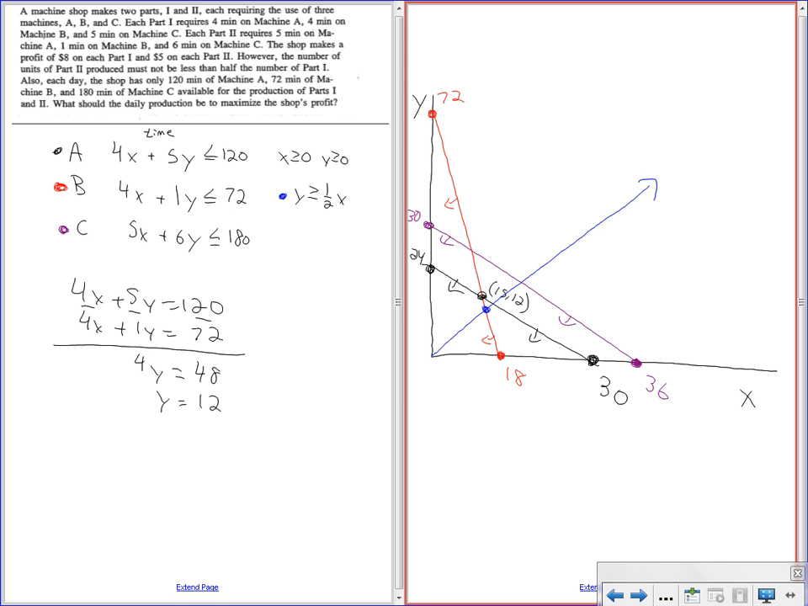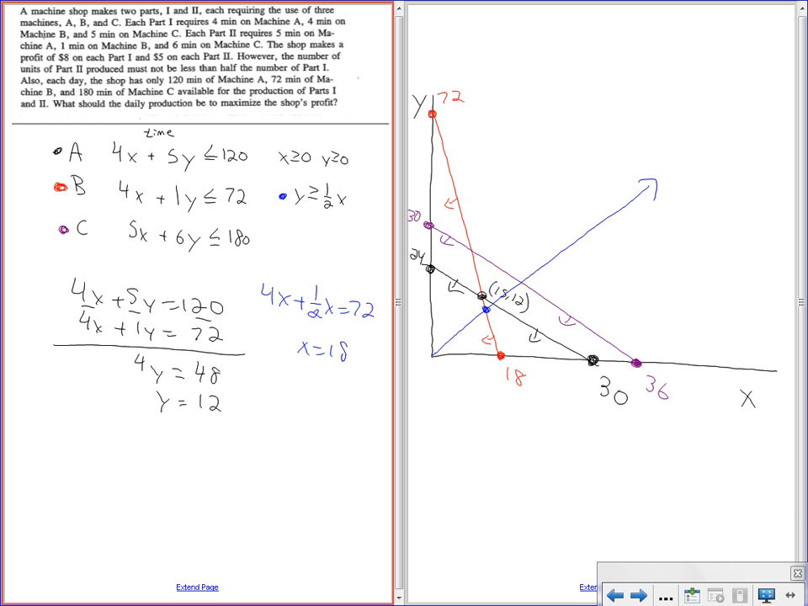So now I just figure out where those 2 points intersect. It's the red and the blue. I know that y is 1/2 x with the red. So what I'm going to do here is say that it's 4x plus 1/2 x is 72. So I take 72 and I divide it by 4.5, and I get x is 16. Therefore y has to be 8. That's the trickiest of all these that we have, 16 and 8.